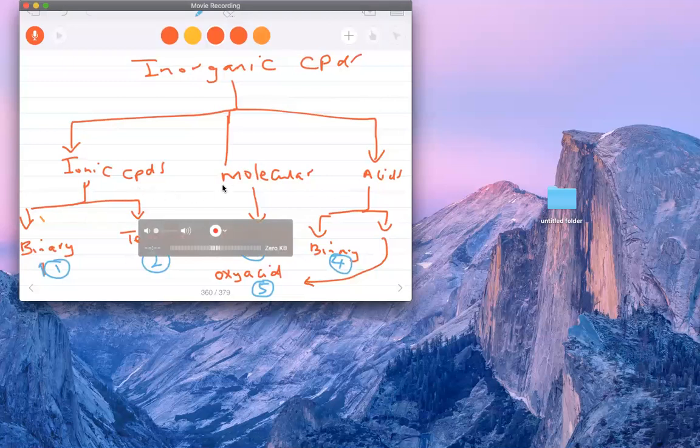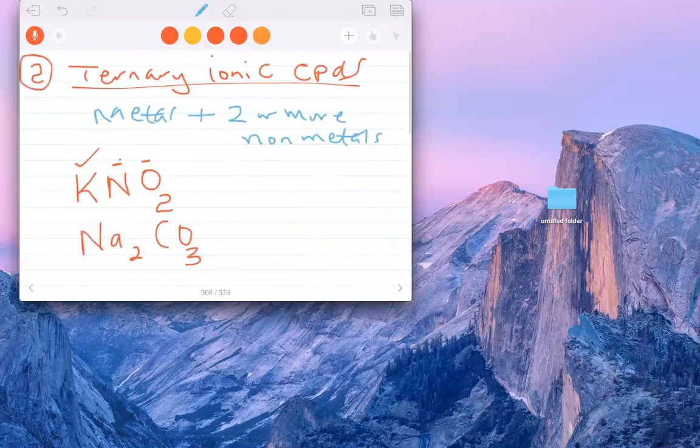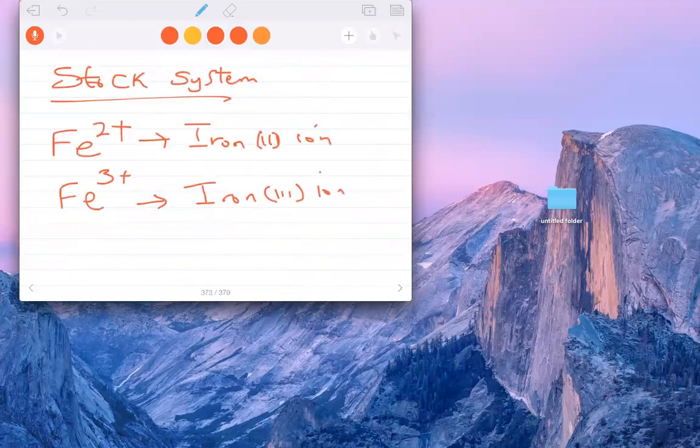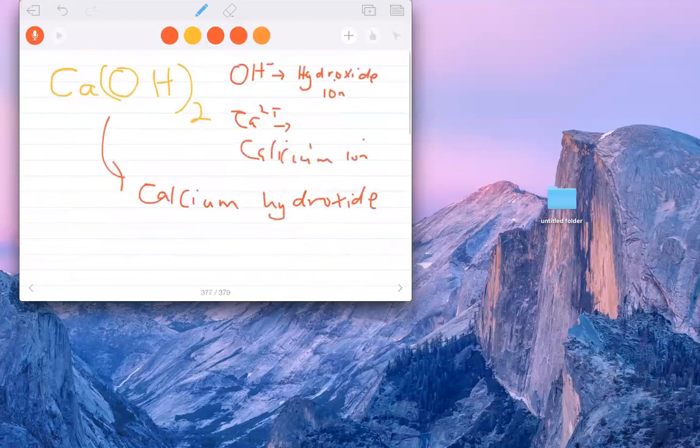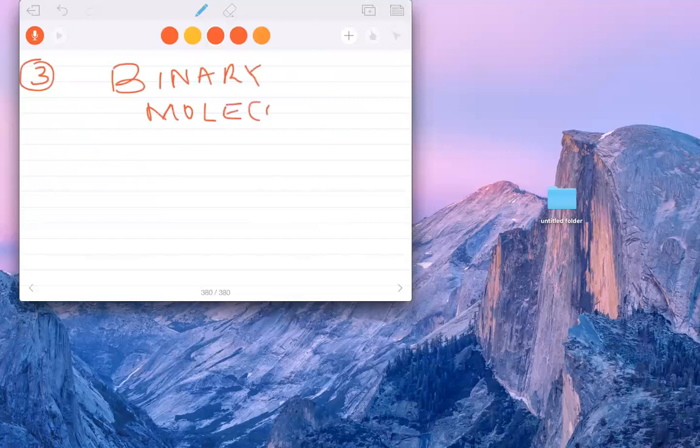Now, let's shift gears to molecular compounds. It is the easiest, and yet quite a number of students make mistakes. We are in category 3 now: binary molecular compounds. Binary means what? Binary means two.